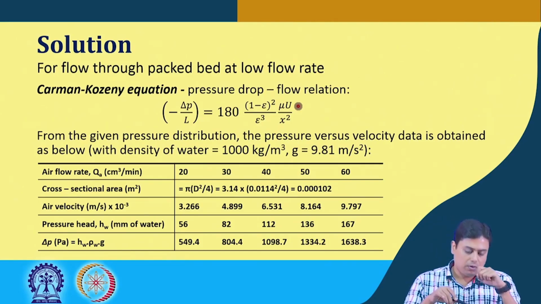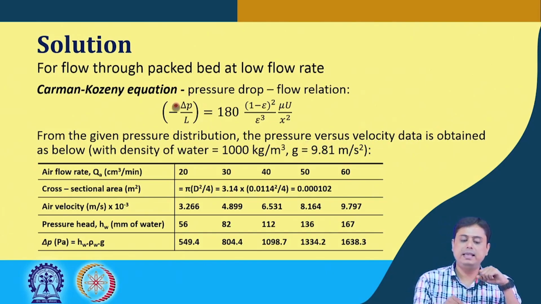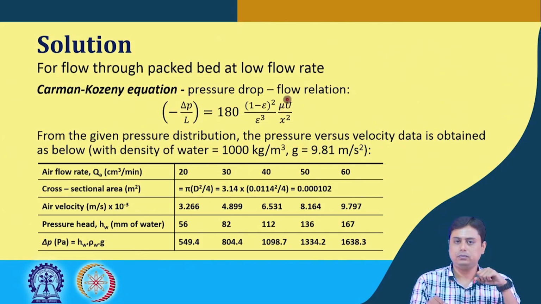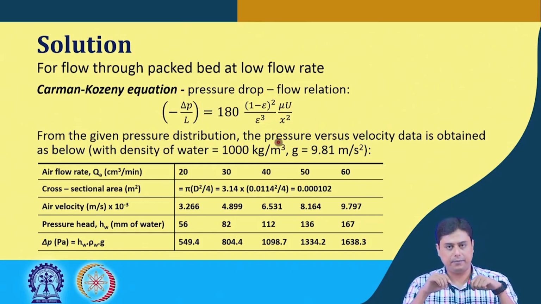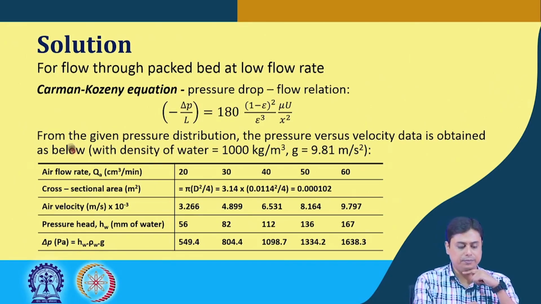From the given pressure versus velocity data, that means this del P versus U, if you plot this, it would give you a linear expression where the slope of the straight line would be 180 (1 minus epsilon) square divided by epsilon cube multiplied by mu by x square, because del P versus U has a proportionate relation, proportionately increasing.